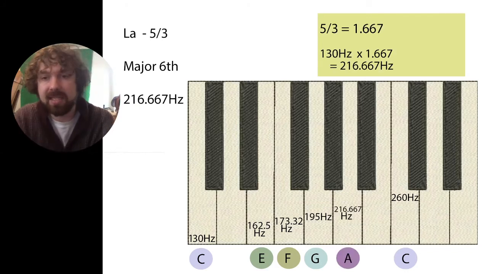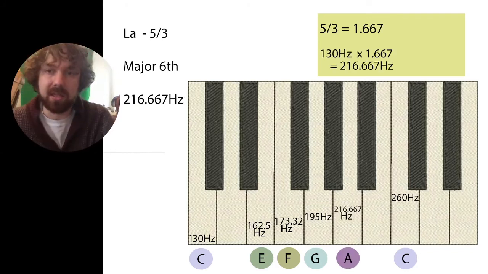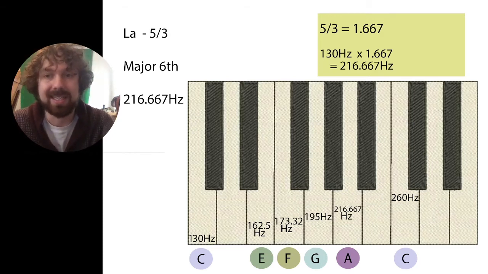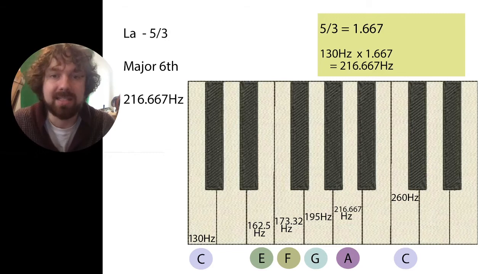Okay, now this is a little bit more complex. 5 divided by 3 equals 1.667. This is La. This is the 6th scale degree, the 6th note in the scale, the major 6th. So we took 130, multiplied it by 1.667, and came up with 216.667. So that's how we came up with A.